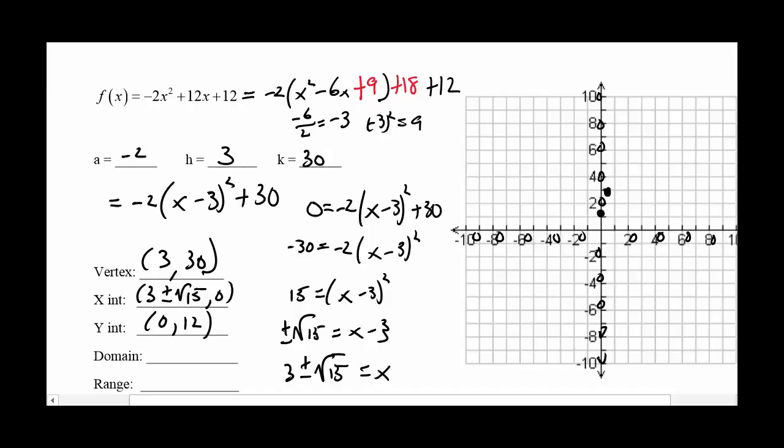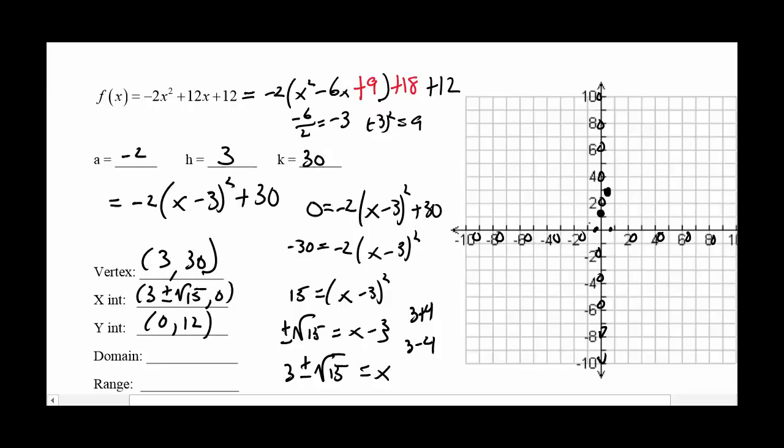Square root of 15. Let's see, it's really close to square root of 16, and that square root of 16 is 4. So if I treat that to be 4, so 3 plus 4 and 3 minus 4. That means I've got one x-intercept at around 7, and the other one around negative 1.